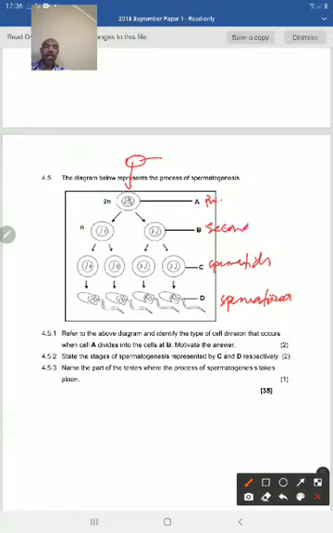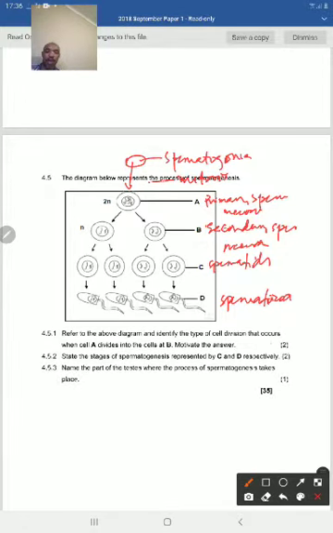So secondary spermatocytes, then primary spermatocytes. You can see, because it's 2n, then 2n, we have spermatogonium or spermatogonia. Then we know that here it's mitosis, and then here is meiosis and meiosis, and then you get your spermatozoa. Okay, let's move to the question.